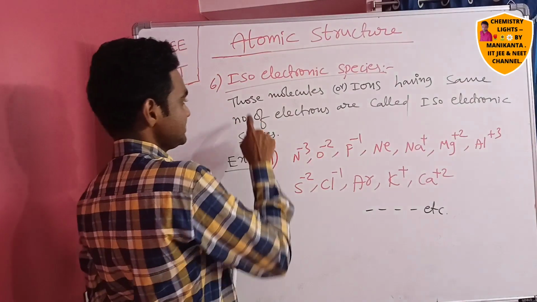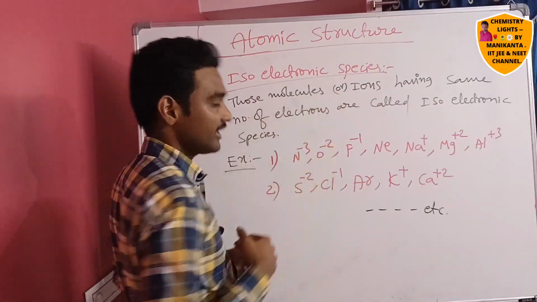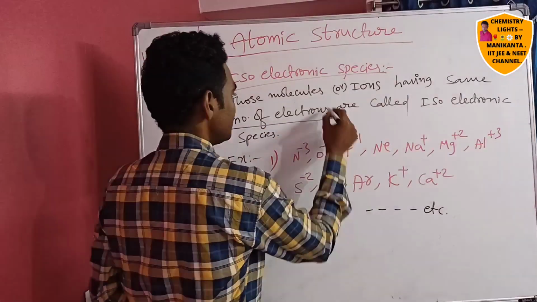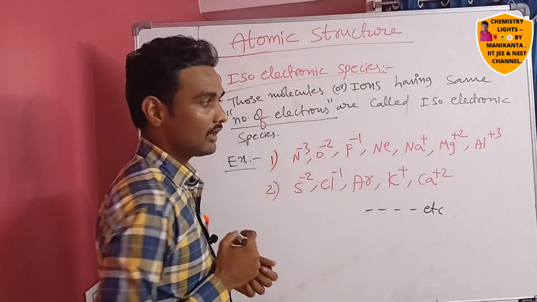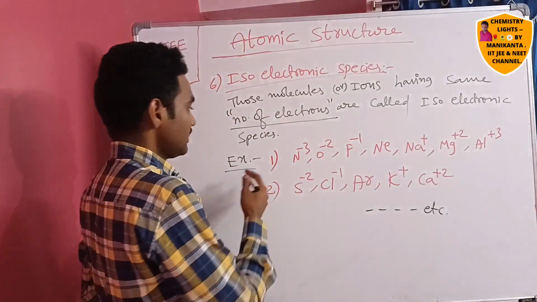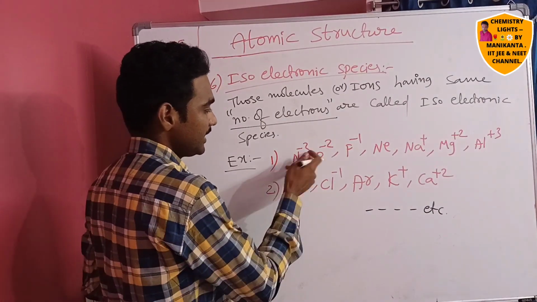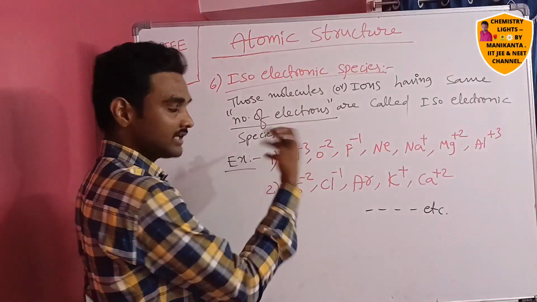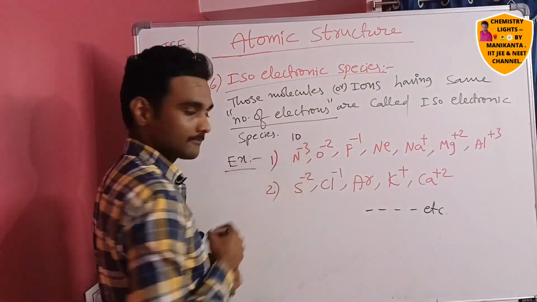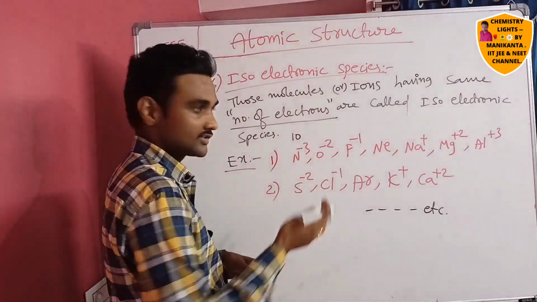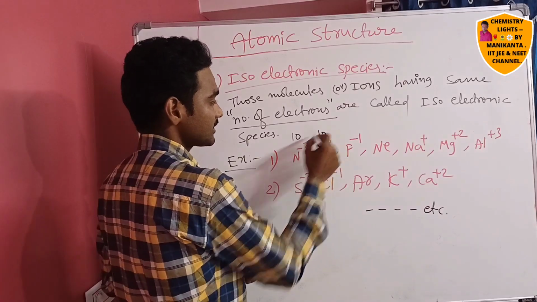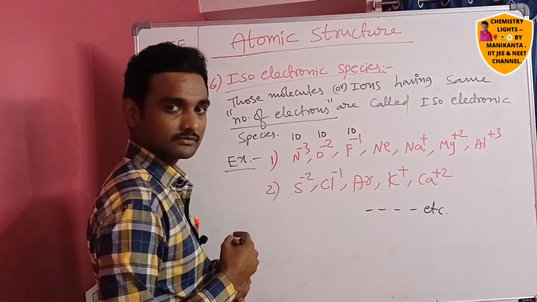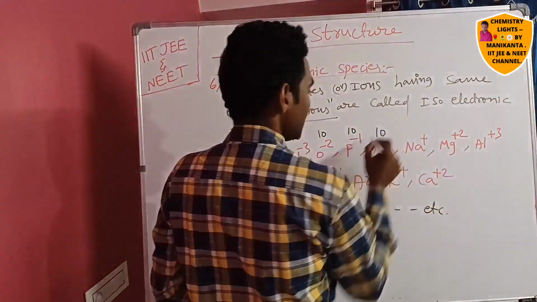What are the isoelectronic species? Those molecules or ions having same number of electrons. This point you remember. Same number of electrons are called isoelectronic species. Examples let me discuss. N minus 3. In nitrogen there are 7 electrons. Here 3 electrons gained. So 10 electrons are there. Oxygen 8 electrons. It gained 2 electrons. So 10 electrons. Fluorine 9 electrons. It gained 1 electron. 10 electrons. Neon, it has 10 electrons.